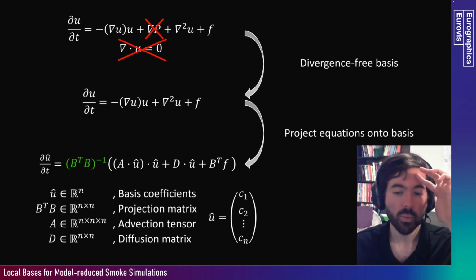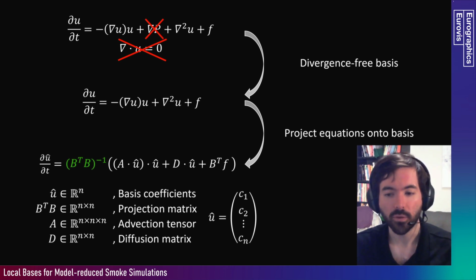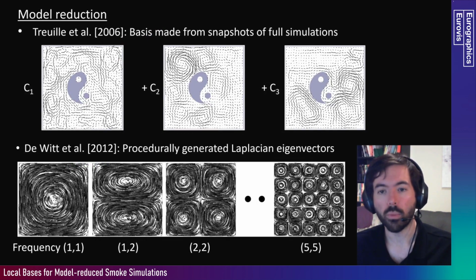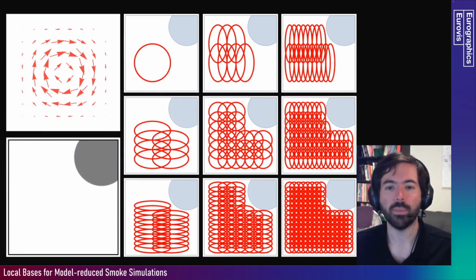Now, in our work, we propose a new basis for smoke simulation, and our basis has one additional property: its elements have a finite support. If I go back to the previous slide, we see that these basis functions extend over the entire domain, whereas what we propose is to instead have basis elements that are contained in a small region.